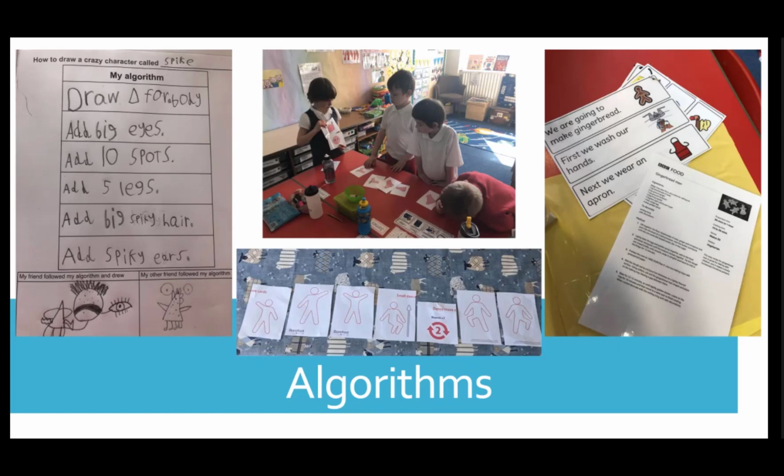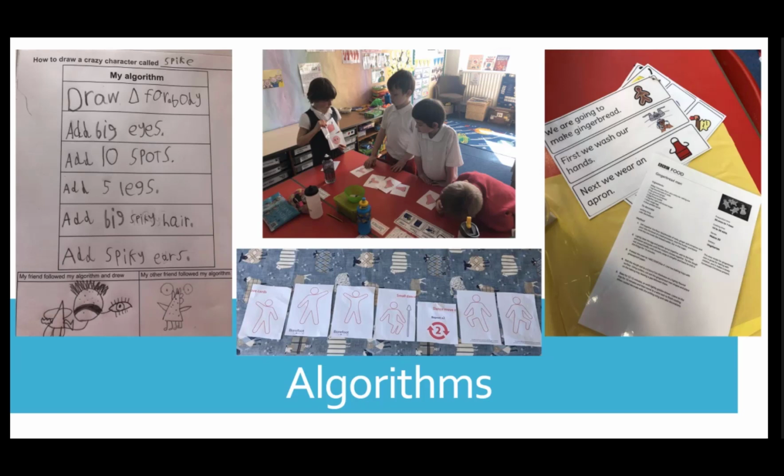I've introduced these in many ways. This one here is actually from the Barefoot website. It's their crazy character algorithm activity. And what you do is you give your learners a set of instructions and they have to draw a crazy character. Now, when you give the instructions to your learners, it's simple things like draw a triangle, draw 3 eyes, add 2 legs, add 1 wing. And very quickly, they'll draw this down for you. They'll show you at the end, and you can see that everybody has got something slightly different.